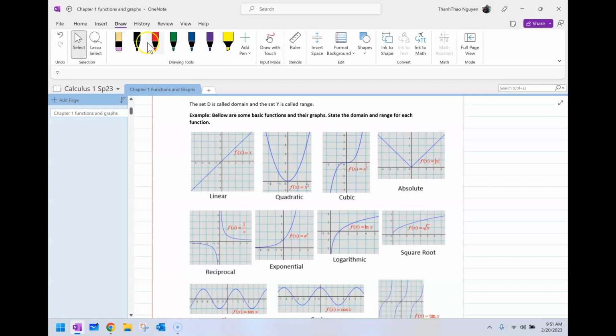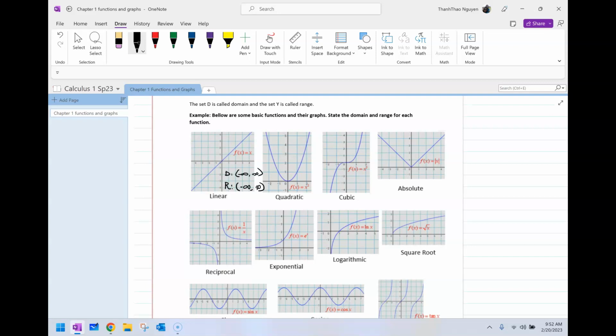Okay. Here the domain. The domain for a linear function is all real numbers. So from negative infinity to positive infinity, whereas the range is the same, negative infinity to positive infinity. So they're saying that for all the values of x in this function, you can always find a value of y that will match with that value of x. Now the next case, you have a quadratic function.